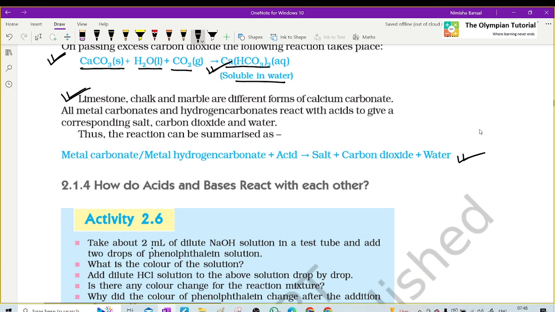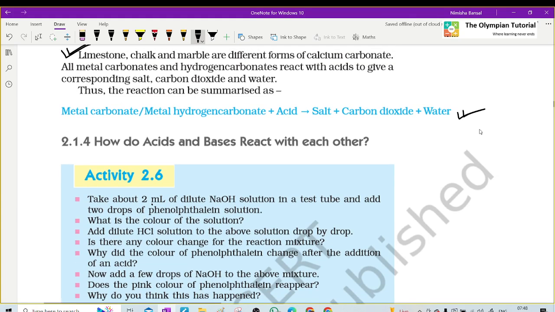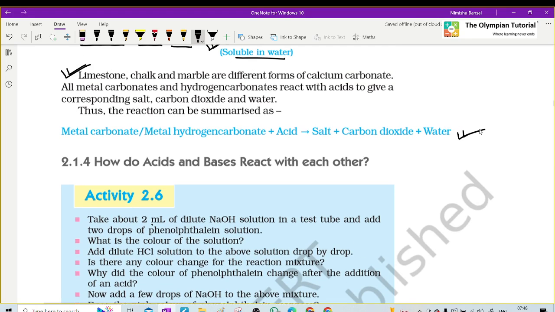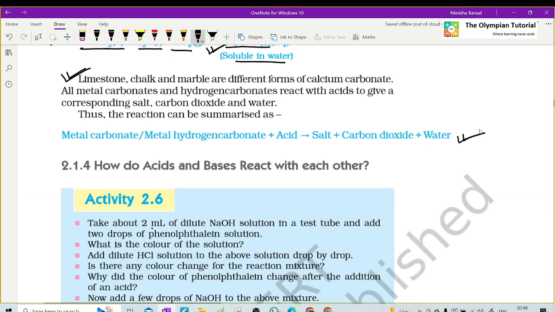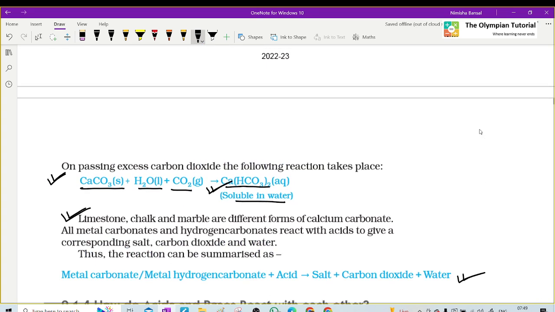Yes, ma'am. So till now we have done the reaction of metal carbonate and metal hydrogen carbonate with acid, and metals with acid. Ma'am, what about bases? Do they not react with acids? Yes, yes, yes. Okay.